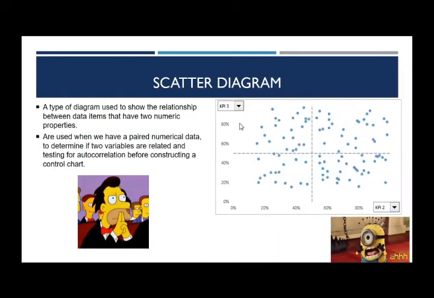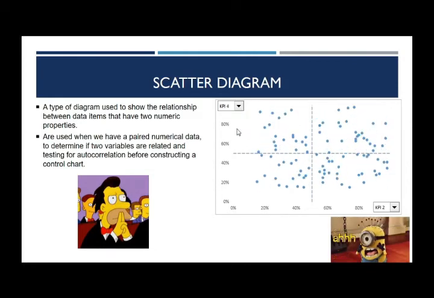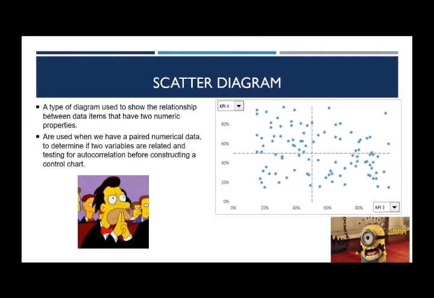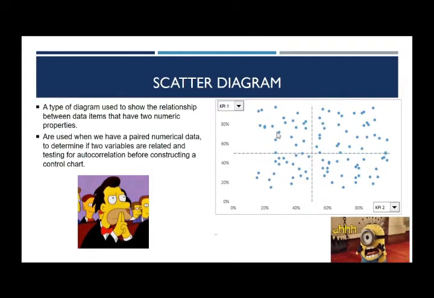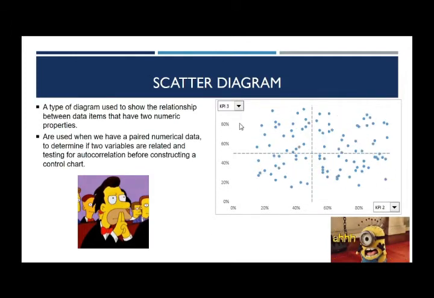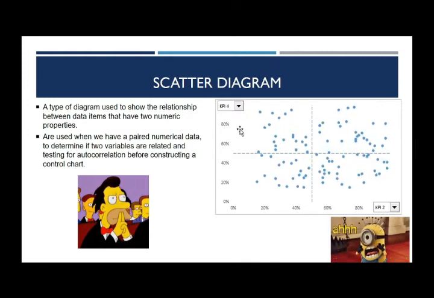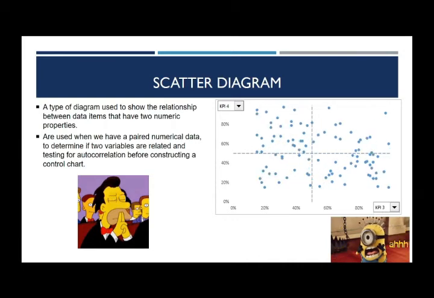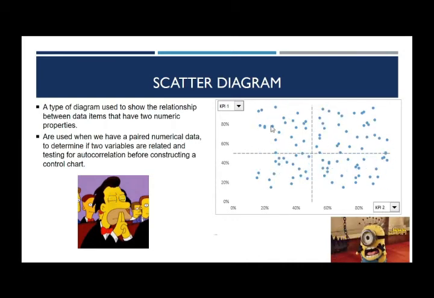Next we have the scatter diagram. As you look on your right, a scatter diagram is a type of diagram used to show the relationship between data items that have two numerical properties and are plotted on the x and y axes.